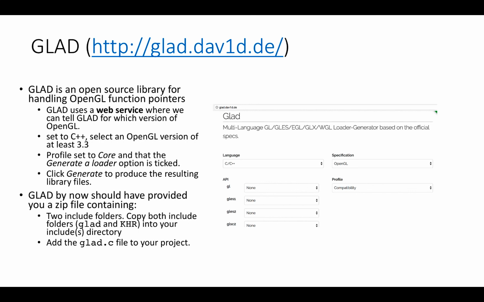GLAD provides you with a zip file containing two include folders and a single glad.c file. Copy both include folders, glad and KHR, into your includes directories, or add an extra item at compile time pointing to these folders using the -I flag. Finally, add the glad.c file to your project.